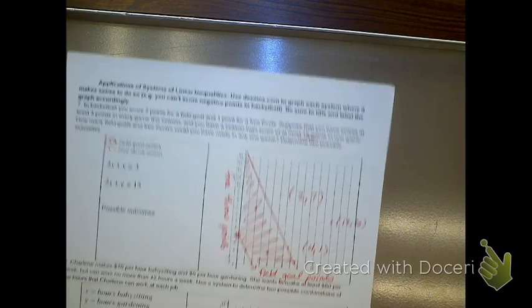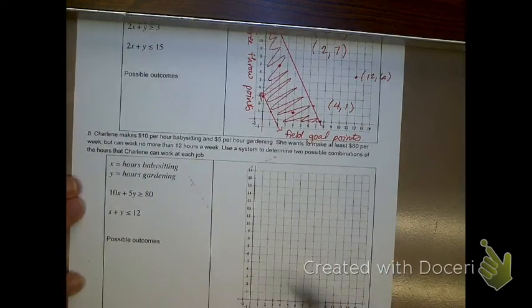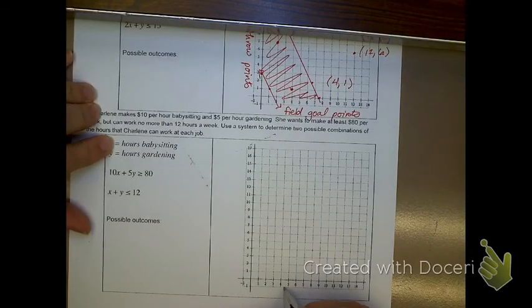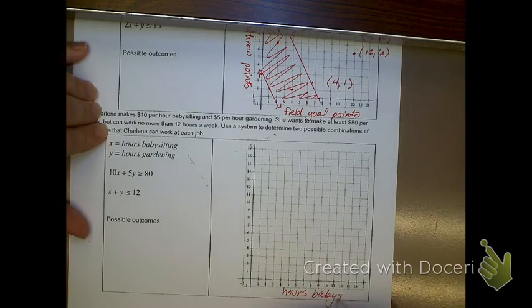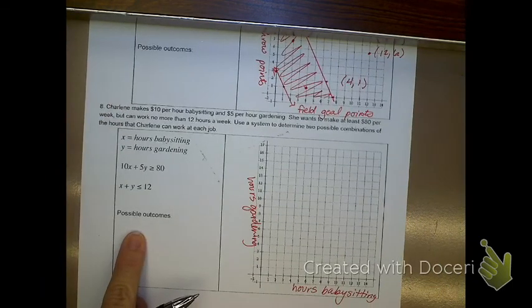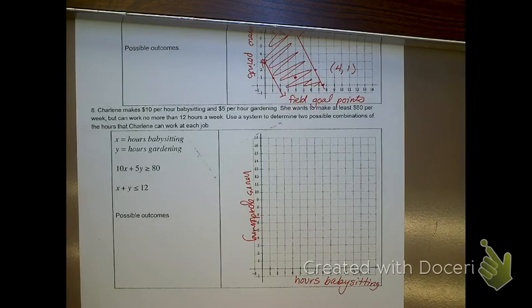Okay, so go ahead and use Desmos to graph this one. And make sure you label your axes. X is the hours babysitting, and Y is the hours gardening. Once you graph it, give me at least 2 possible solutions of the area where the shading overlaps. Make sense?